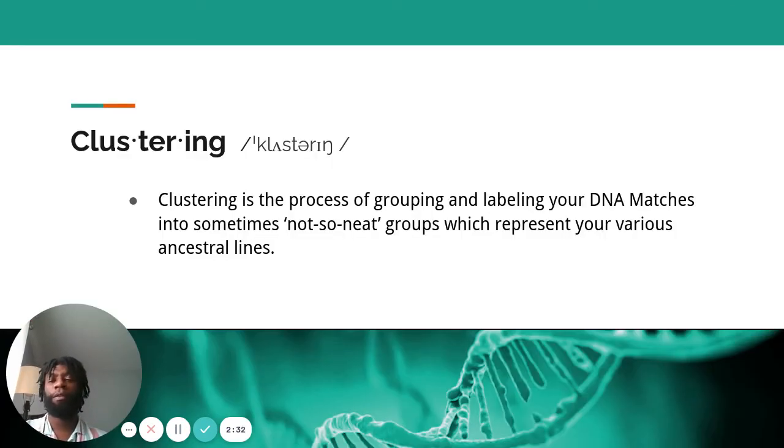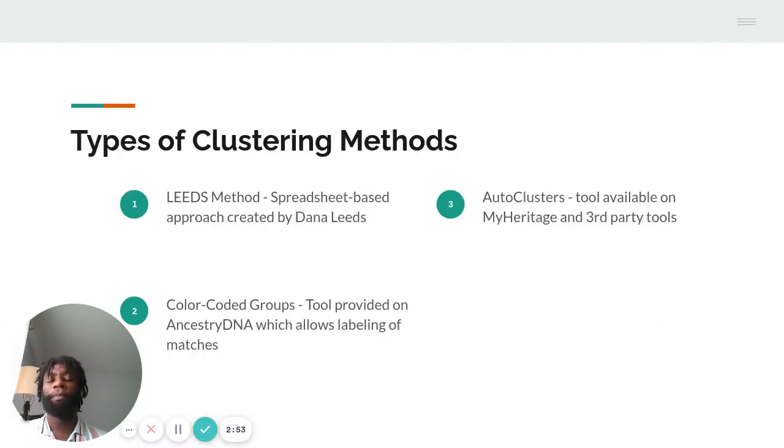So clustering, I know I've used the word a few times now, is the process of grouping and labeling your DNA matches into neat groups which represent your different ancestral lines. So basically we're putting this long list of people that you're related to into different buckets based on how they connect to you. And we'll eventually get to a visual for how that appears.